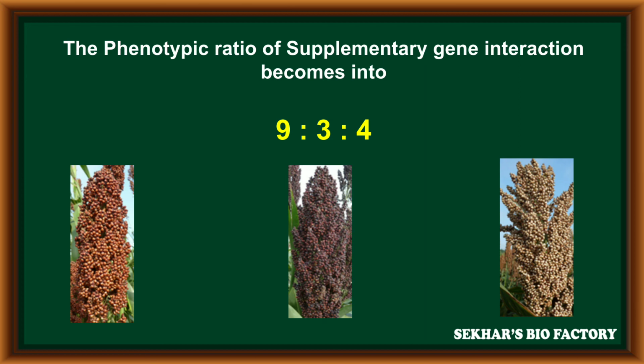So finally, the supplementary gene interaction phenotypic ratio is 9:3:4. In this, 9 offsprings have the third character, 3 have the dominant parent character, and 4 have the recessive character. It is one of the changed phenotypic ratios due to supplementary genes.